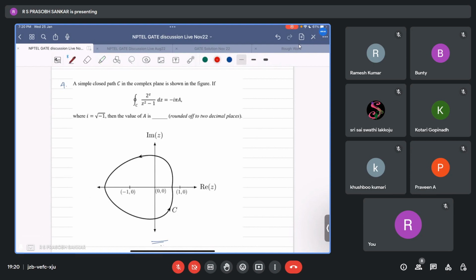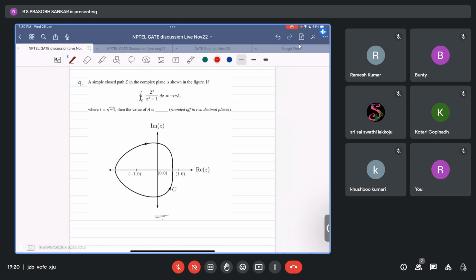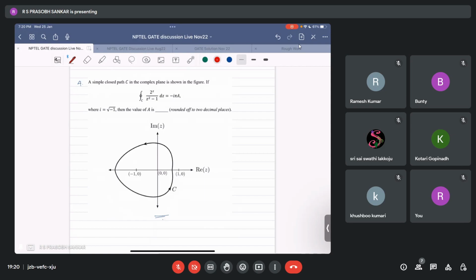This is again on complex analysis. So, the question is like this. So far it's okay, right? I can proceed now. Yes, sir. Okay, thanks.